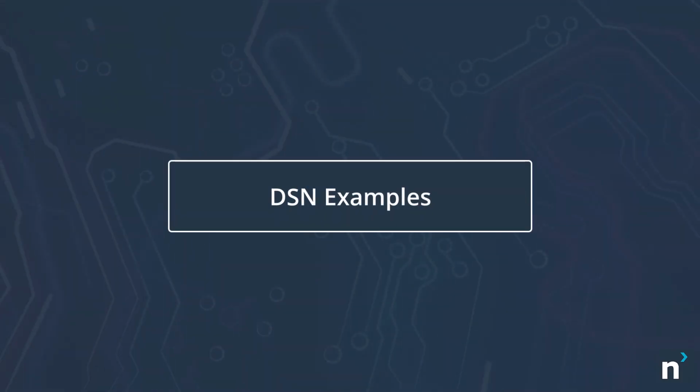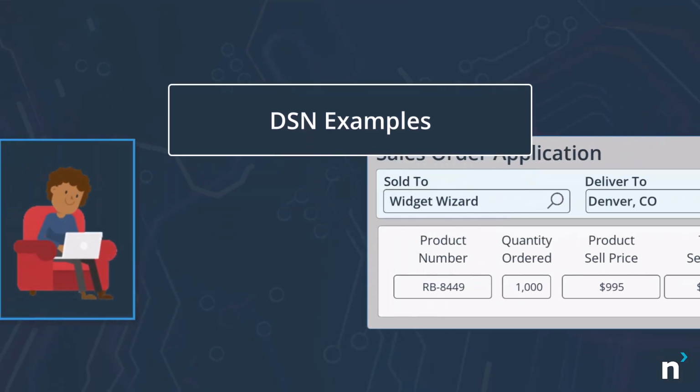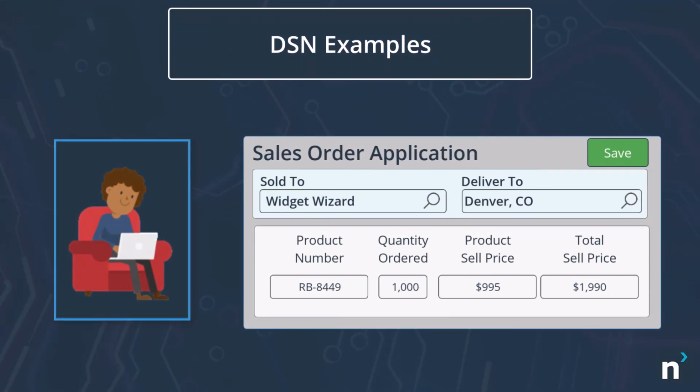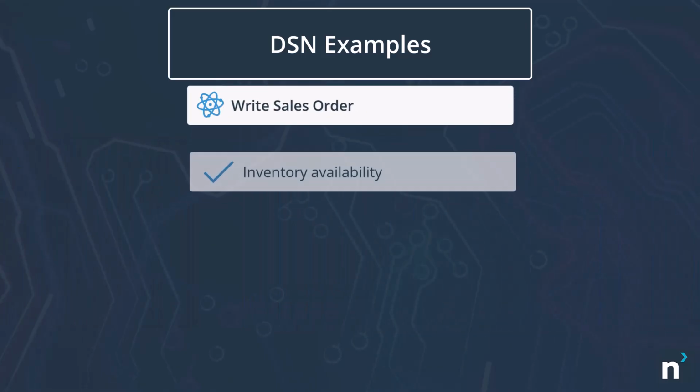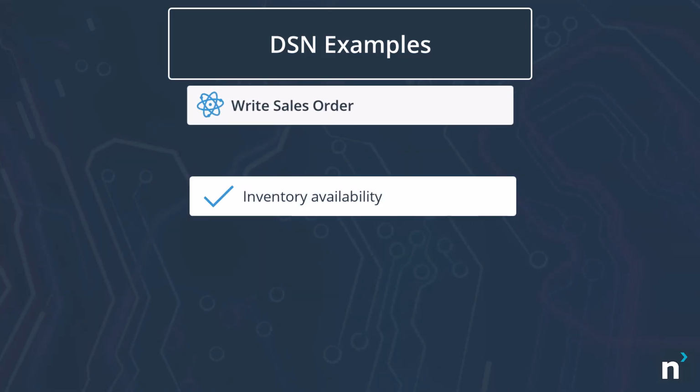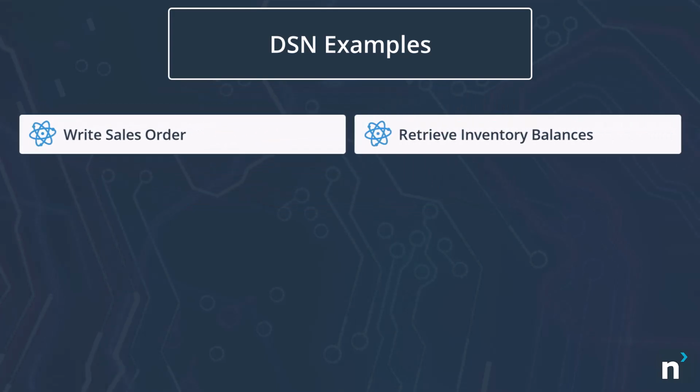Let's look at two examples of how a DSN may be used by a logic block. Sales representatives use the sales orders application to enter customer orders. When the user saves an order, the write sales orders logic block runs. One of its validations determines if enough inventory is available to complete the order. To complete this validation, write sales orders calls the retrieve inventory balances logic block.